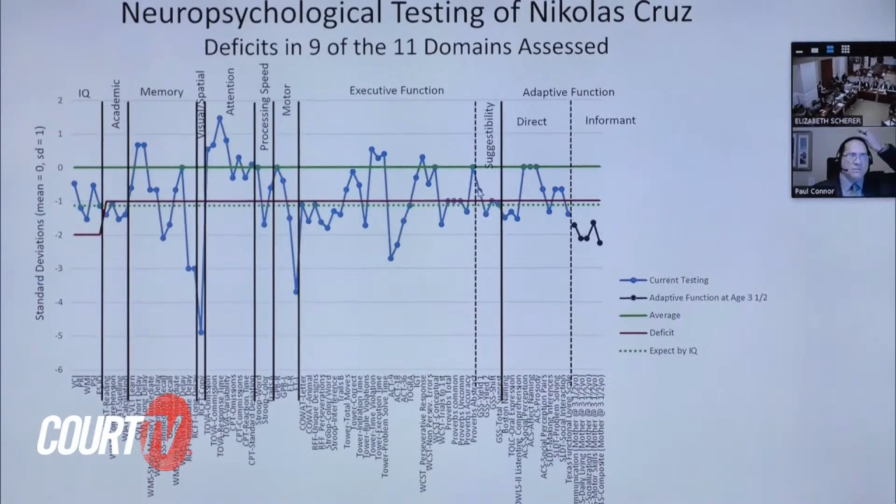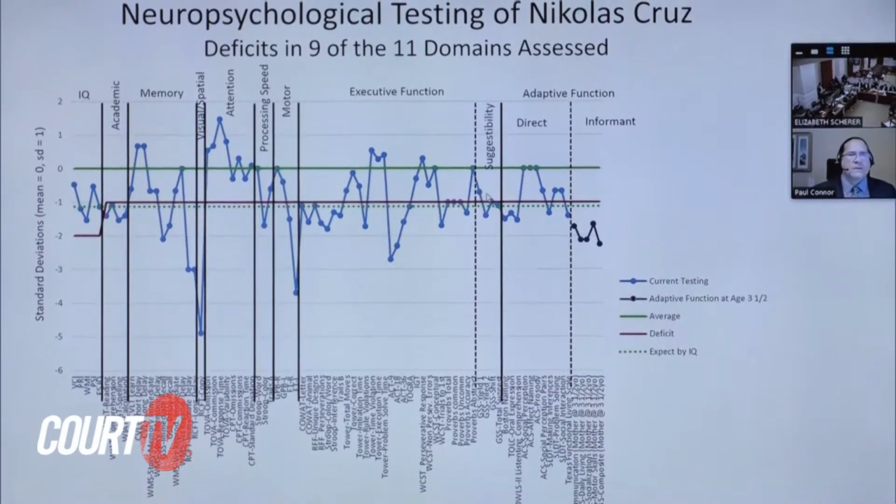And with Mr. Cruz, kind of low average range for initially agreeing to items that were not in the story. But when we went through the questions the second time, he was demonstrating much more impairment. So his overall suggestibility was within the mildly impaired range.